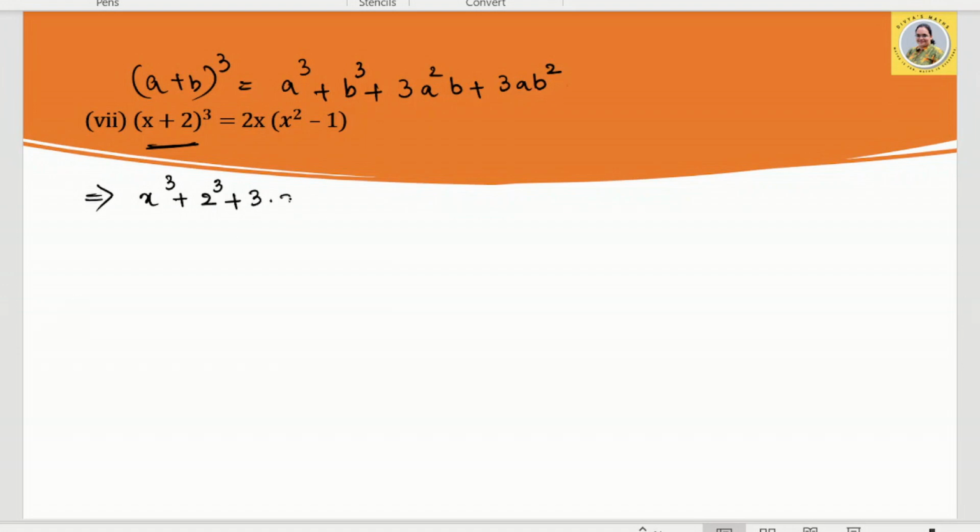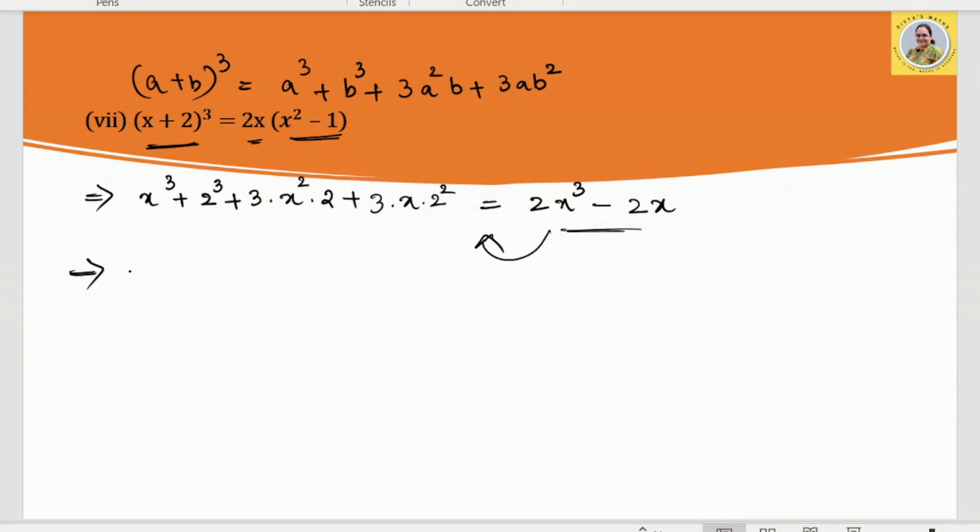is nothing but x square into b is nothing but 2 plus 3 into a is x plus b square is 2 square, is equals to, let us multiply 2x with x square minus 1. So 2x into x square is 2x cube minus 2x into 1 is 2x. Now let us get both the terms to LHS.